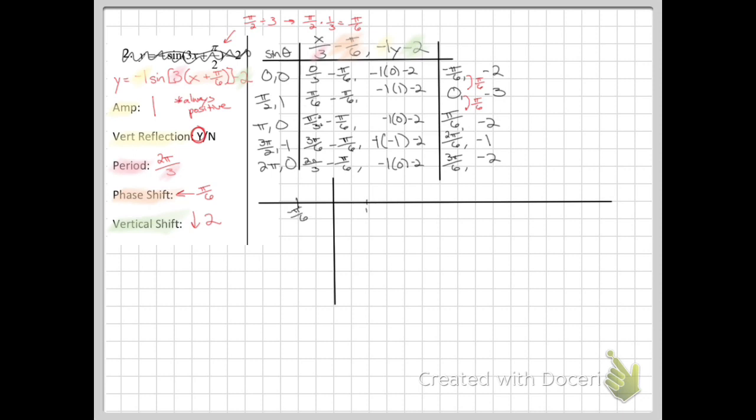Negative pi over 6, pi over 6, 2 pi over 6, 3 pi over 6, and that's actually as far as my graph goes. I know mine's on graph paper, but I'm going to go 2 tick marks and call it 1, 2, 3. So they're just evenly spaced. That's all the graph paper does for me. Go ahead and plot those points.